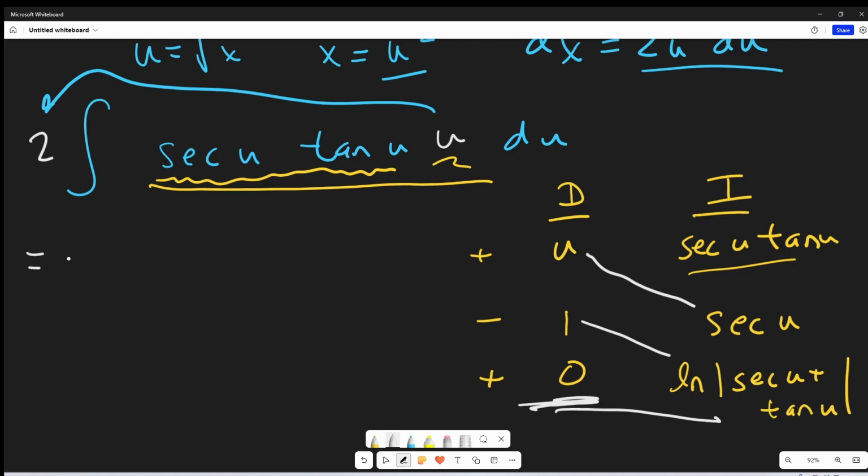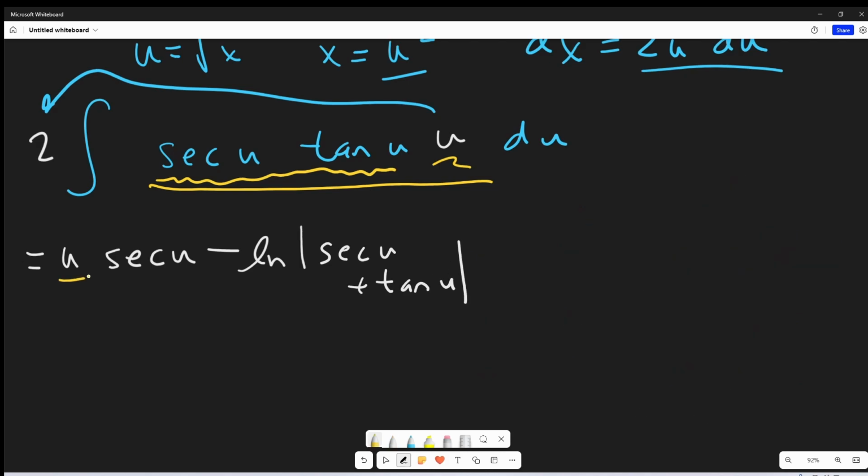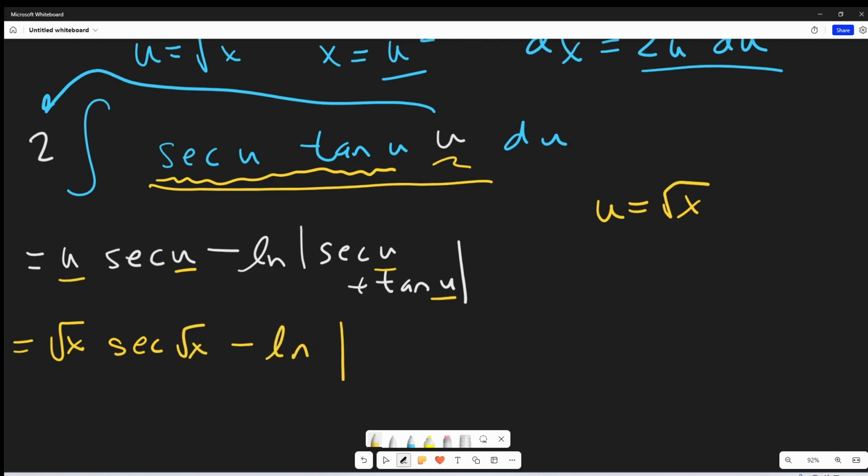So let me write that out. We're going to have the first one here, u secant of u, and then minus natural log of absolute value of secant of u plus tan u. And now all I need to do is back substitute to finish it off in all these u values, just recalling that our u value is square root of x. So let's do this thing. If our u is square root of x, we're going to have square root of x times secant of square root of x, minus natural log absolute value of secant, draw it carefully, plus tan of square root of x, absolute value, plus C. That's going to be it.